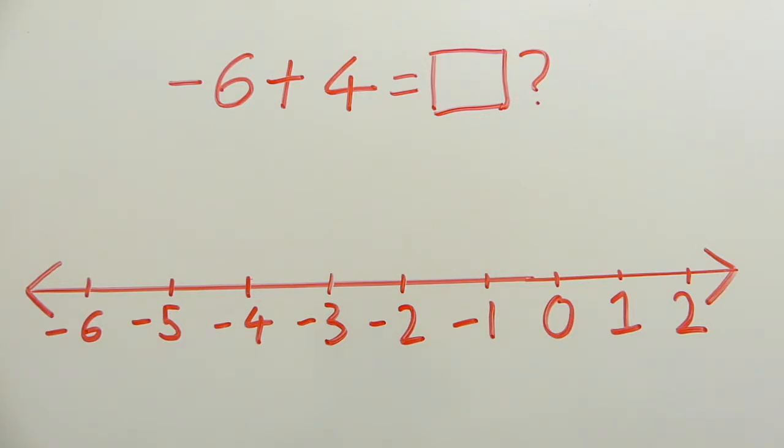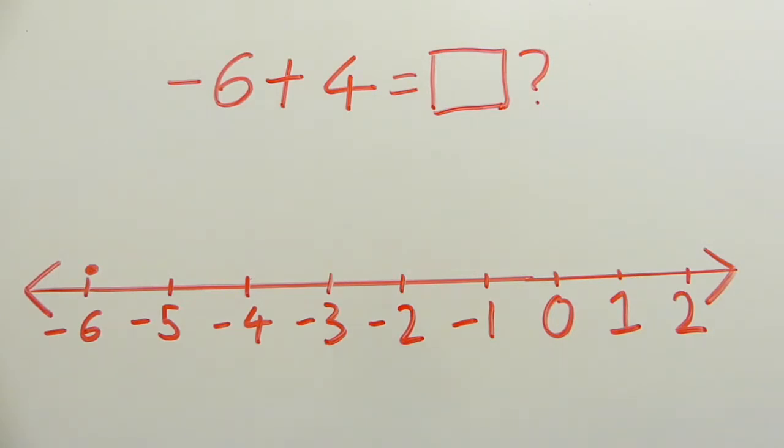And it all might seem confusing at first, but I'll explain it in this example. So we've got the problem -6 plus 4. And so we've got a negative number plus a positive number, and I'm going to use a number line to help us. We first have to start at the point of -6 at the far left of the number line.